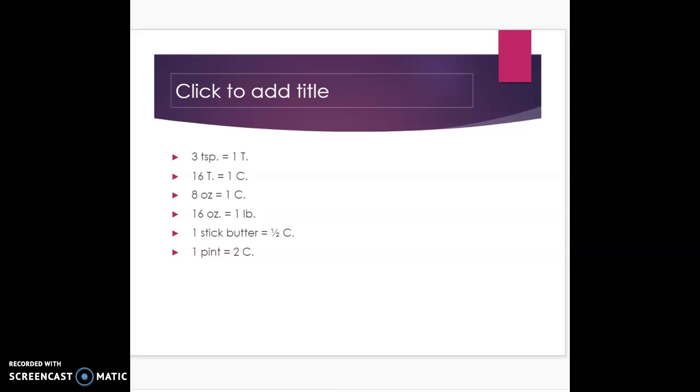So if for whatever reason in my standard set of measuring cups or measuring spoons I am missing something, I could easily measure out other things. So if I was missing the tablespoon and I had a recipe that called for a tablespoon, I could easily take my 3 teaspoons and still get an accurate measurement. All right, so that is all we have for our equivalencies today.